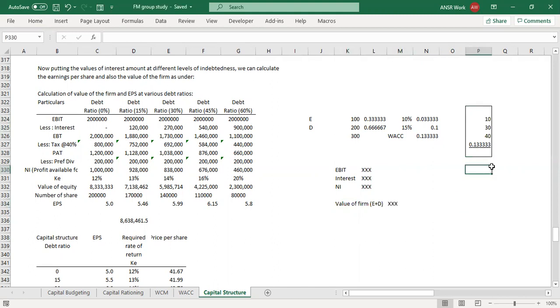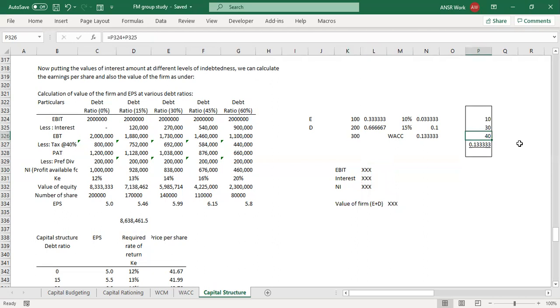How we were following this method, if you look at it, this 10 is nothing but your net income, 30 is nothing but your interest. You add the interest and net income, you get what? EBIT. EBIT comes to 40.